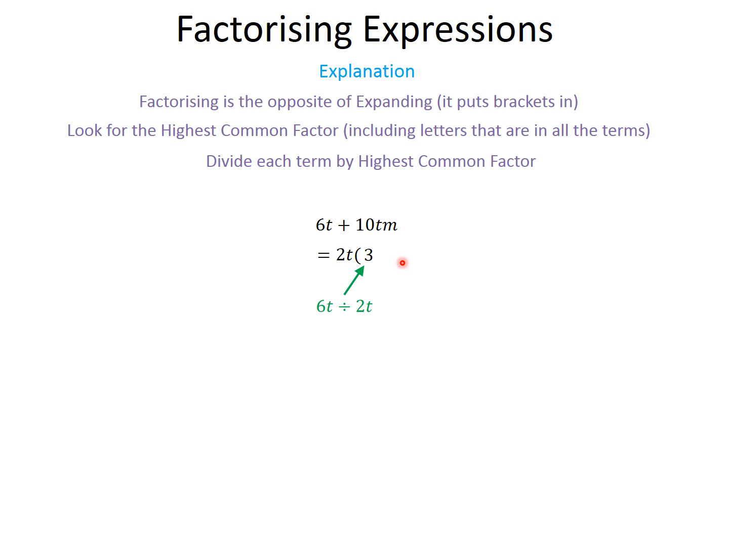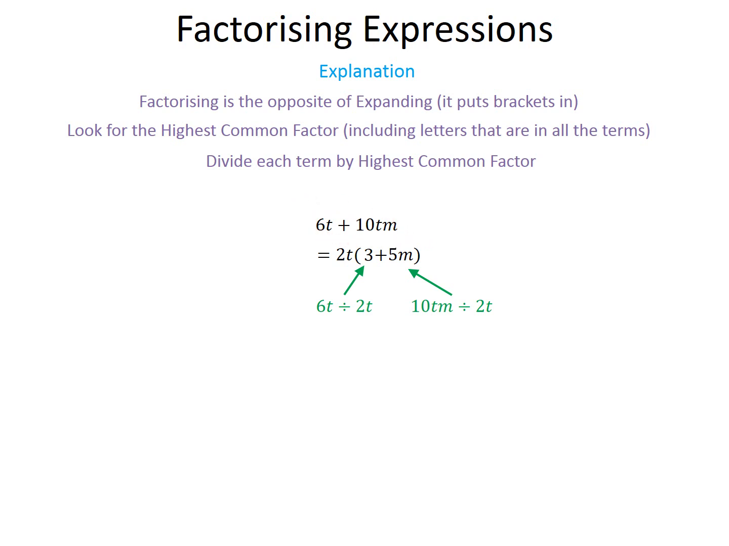And now to work out what goes here, I go, well, what's 10tm divided by 2t? So notice each time I'm doing this divided by what's out the front. And that's how I got that one. Now I'm doing this divided by what's out the front. And so 10tm divided by 2t. So the t's disappear because there's one on both sides. The m will still be there. And what's 10 divided by 2? That's 5. So that means we got 5 and that m. And so that is what goes there. And so that is my factorized form of this expression.